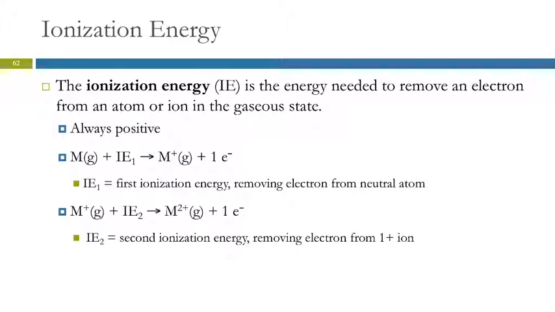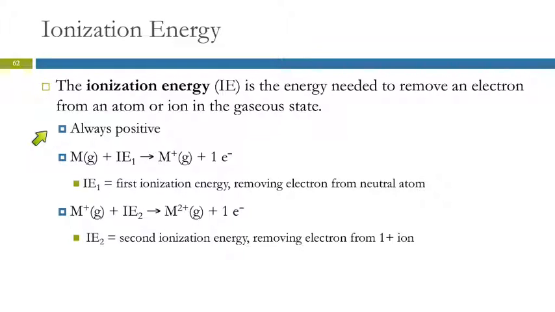Ionization energy. I kind of talk about atoms like they want to get rid of electrons. That's not actually true. It does require energy to pull electrons off of these ions. The ionization energy, sometimes abbreviated IE, is the energy needed to remove an electron from an atom or an ion in the gaseous state. We're not going to deal with absolute numbers, but we're going to talk about trends and positive and negative.